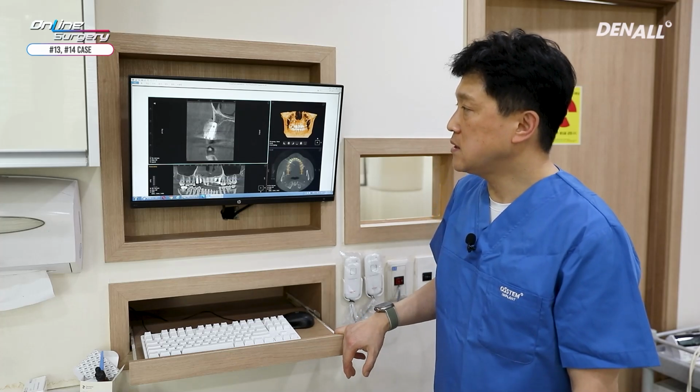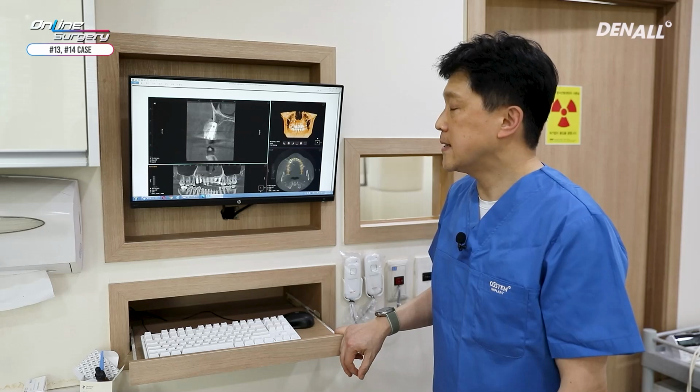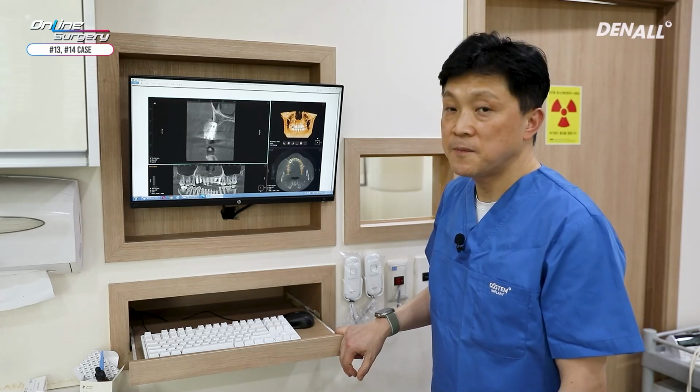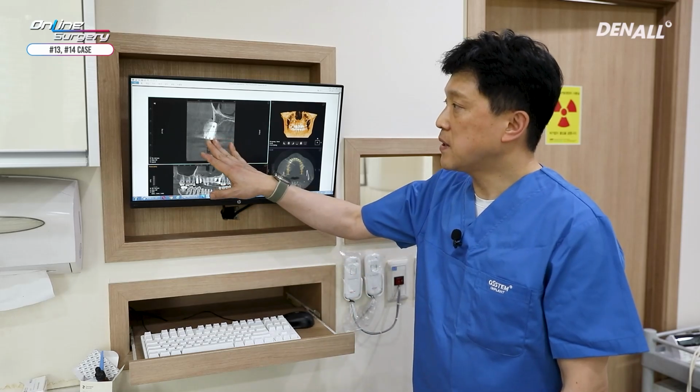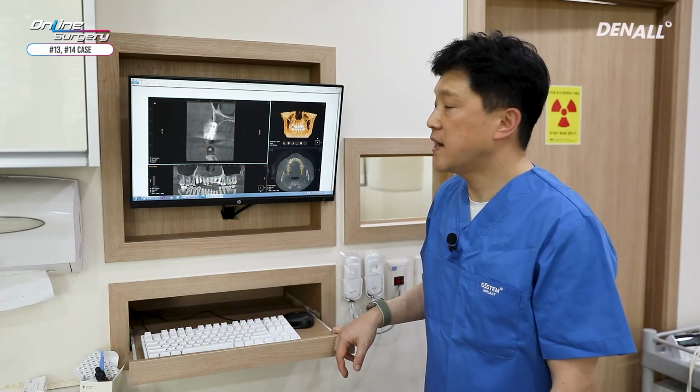In the case of this patient, the prosthesis will be delivered 4 months after implant placement. After delivery, I would like to talk about the patient's cervical contour if opportunity arises.